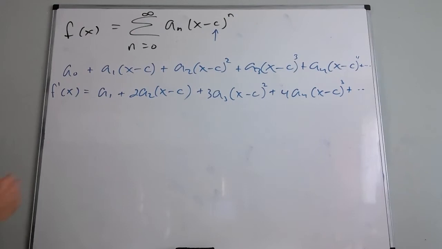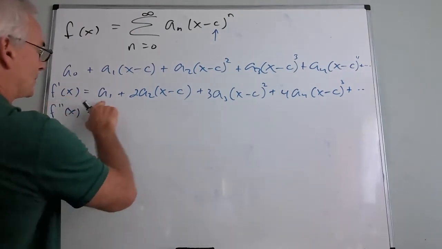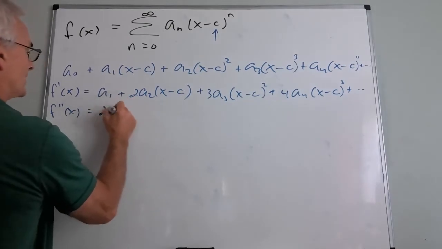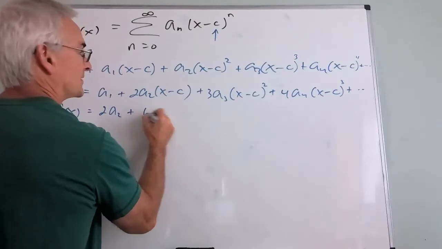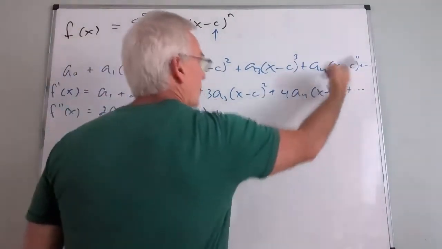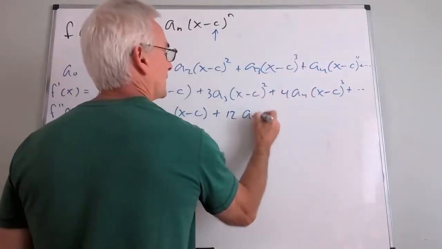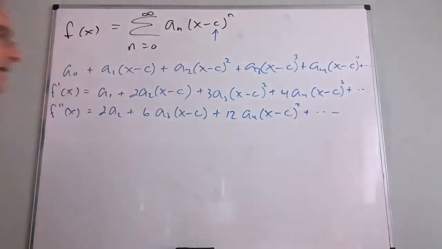Everybody cool with that? What's the second derivative? I'm just going to do a few. Well, that would be 0. I would get just 2a2 plus 6a3 (x minus c) to the first power, 12a4 (x minus c) to the second power, and then forever and ever and ever.